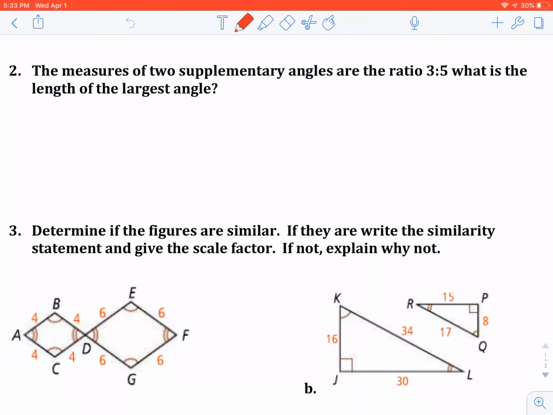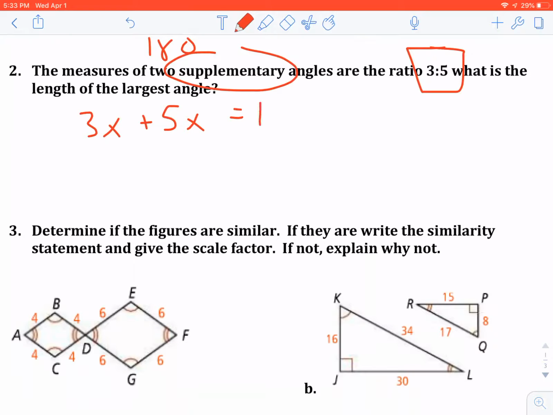Well, whenever we have this instance, first of all, we've got to know supplementary means 180. If we don't know that word, you're going to be in some trouble. So we know that 3x plus 5x, because I'm just applying the ratio, is equal to 180. That's all my equation is. I combine my like terms, I get 8x equals 180. Divide both sides by 8, and x comes out to be 22.5.